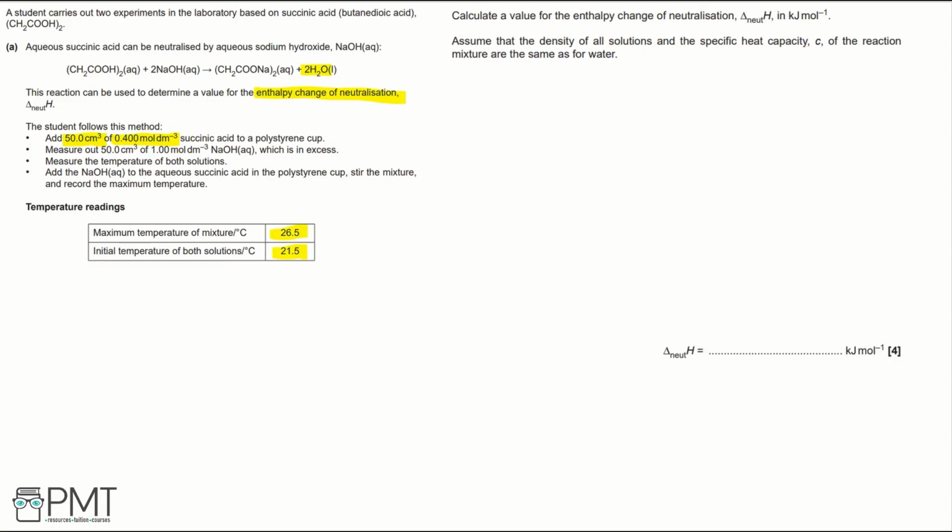So our first action is to work out the moles of succinic acid. We do this using an equation triangle of n = V × c, which means we take volume and multiply this by concentration to get the number of moles of succinic acid. So that would be 50 × 10^-3 because we're converting cm³ into dm³, and then multiply by 0.4, which gives us 0.02 moles of succinic acid.